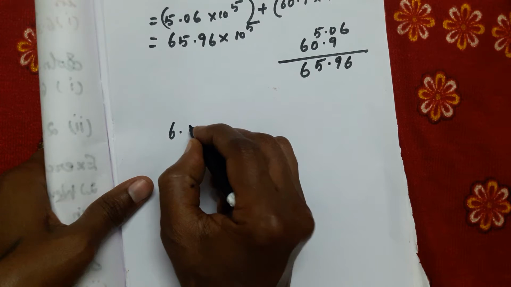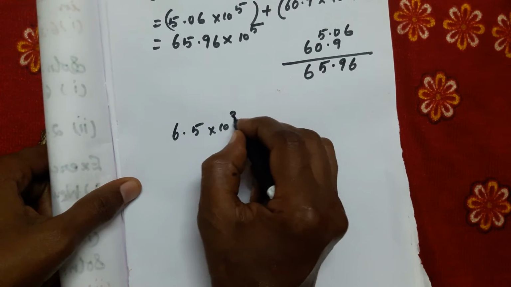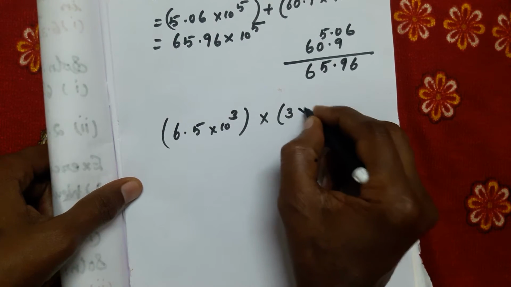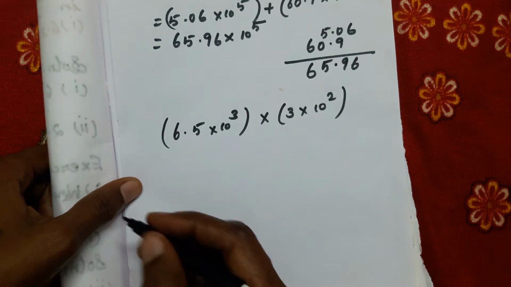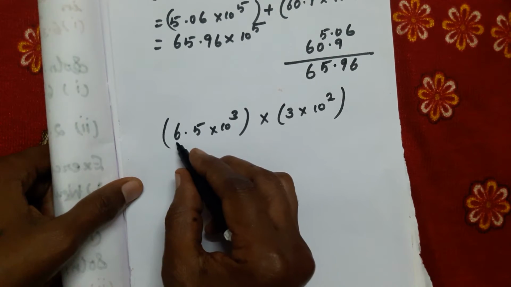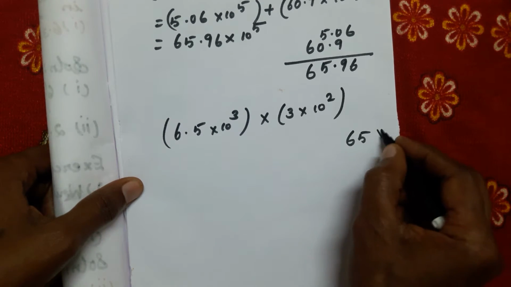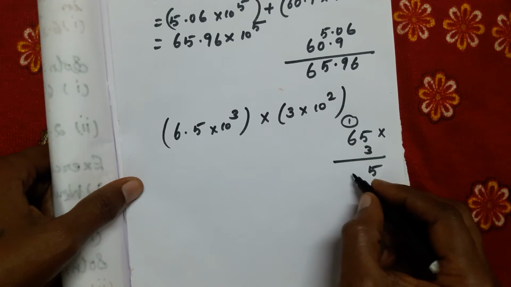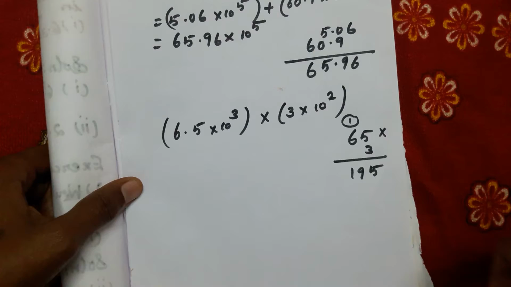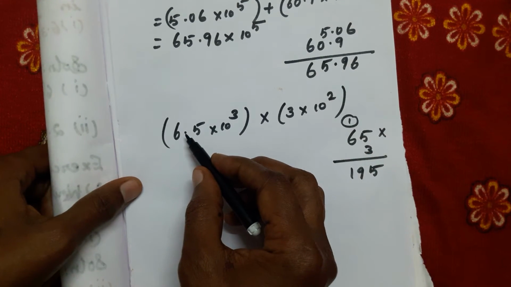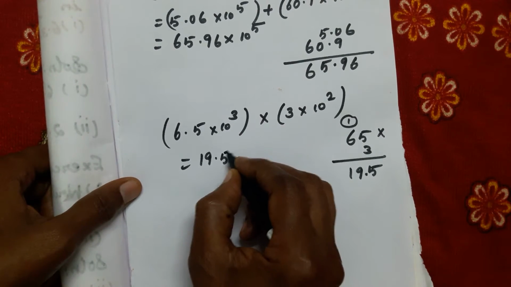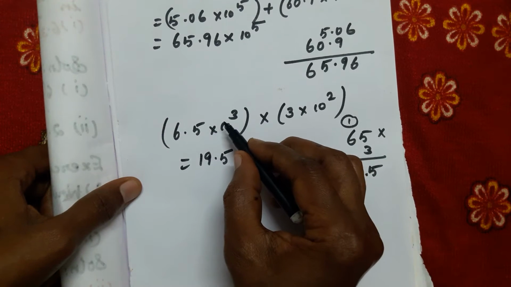For one example, 6.5 into 10 power 3, next into 3 into 10 power 2. How can we multiply? First we have to multiply the numbers 65 into 3. 5 3s are 15, carry 1. 6 3s are 18, 18 plus 1 is 19. How many digits do we want to put the decimal point? 1 digit. It is equal to 19.5 into power. What do you have to do?